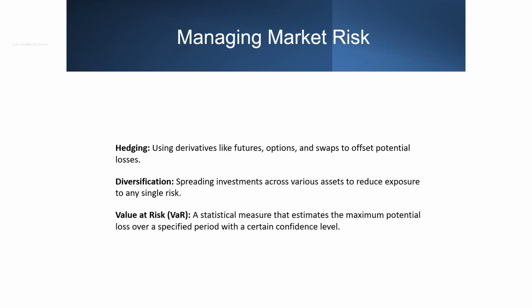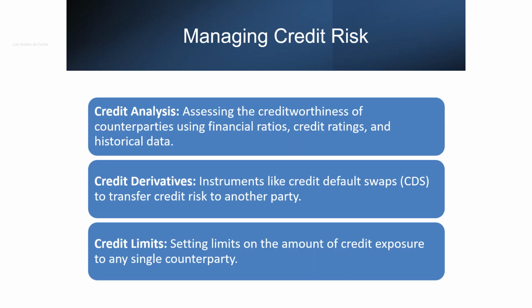Managing market risk involves hedging with derivatives such as futures, options, and swaps to offset potential losses. Diversification reduces exposure by spreading investments across various assets. Value at risk, VaR, is a statistical measure that estimates the maximum potential loss over a specified period with a certain confidence level.